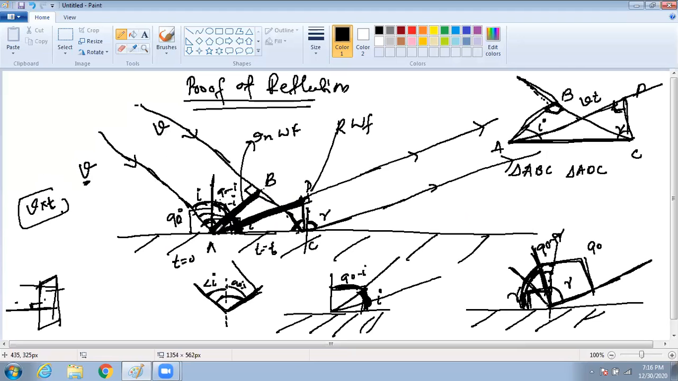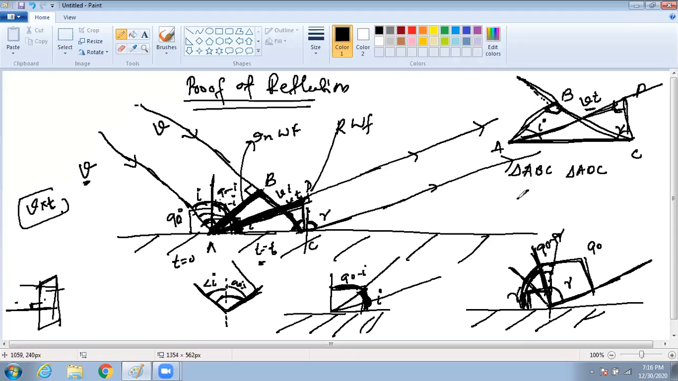At t equal to t, this ray is coming here. At t equal to t, this ray is coming here. So this length and this length both are Vt. At t equal to 0, these incident rays are here and here. At t equal to t, this ray is here and this ray is here. So this length is also Vt, this length is also Vt. Clear? So this Vt, this is also Vt.